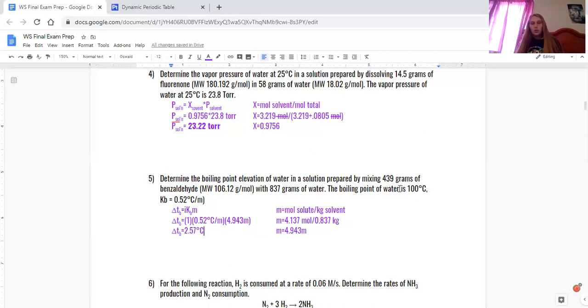So we look at the boiling point of water, which you should know is 100 degrees Celsius, but they also gave it to you up here. And so we're going to take that 100 degrees Celsius and we're going to add the change in the boiling point, plus 2.57 degrees Celsius.